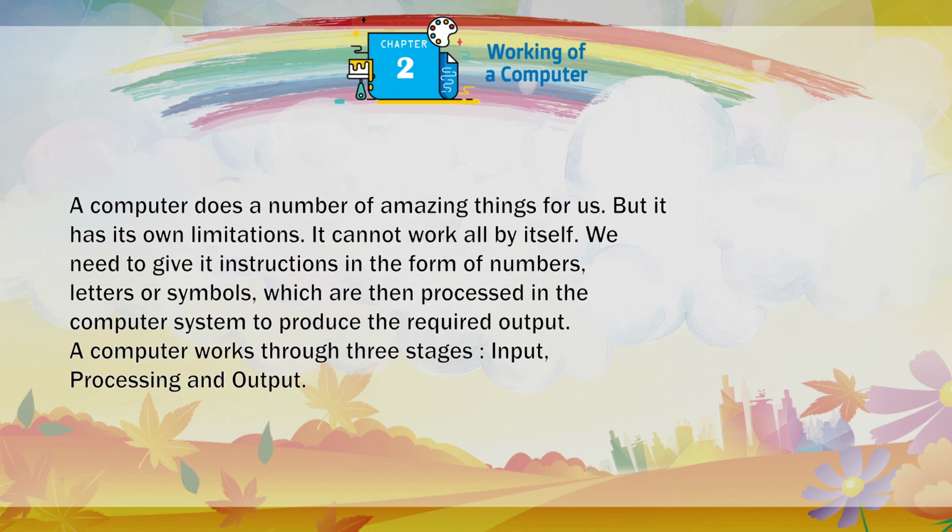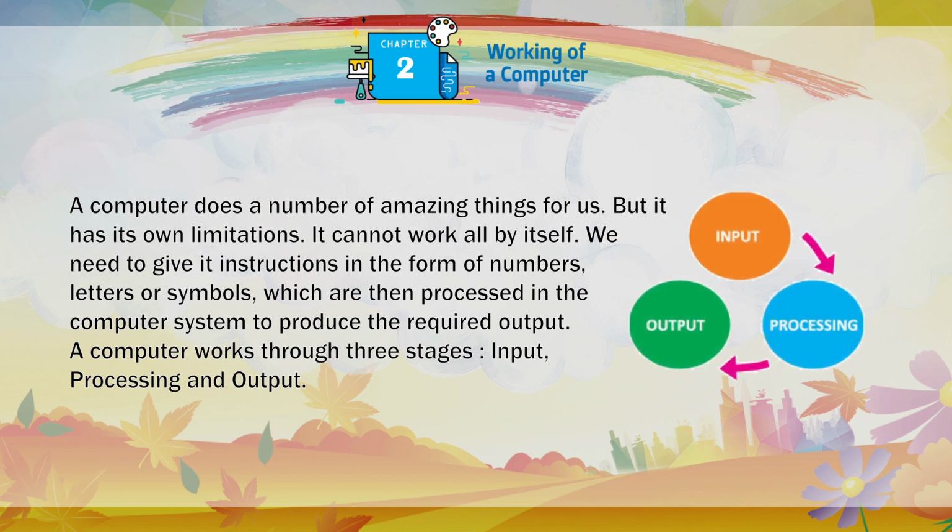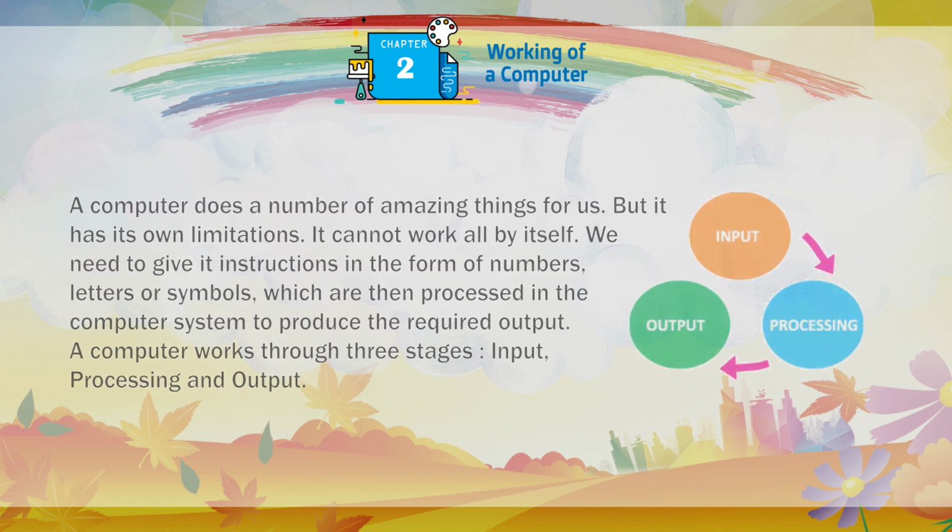A computer does a number of amazing things for us, but it has its own limitations. It cannot work all by itself. We need to give it instructions in the form of numbers, letters, or symbols, which are then processed in the computer system to produce the required output. A computer works through 3 stages: input, processing, and output.